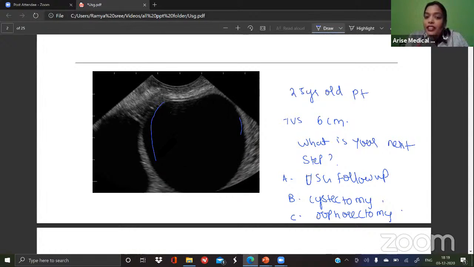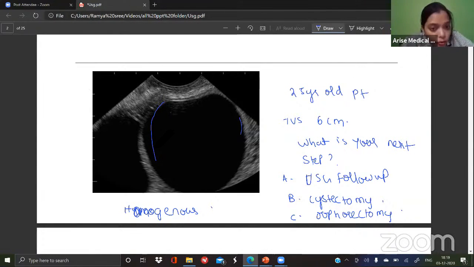How is it inside? Is it homogeneous or heterogeneous? It's completely homogeneous. Homogeneous, hypoechoic, right? By one look, what do you say? Is it a benign ovarian cyst or is it a malignant ovarian cyst? The next question arises, is it benign or malignant?